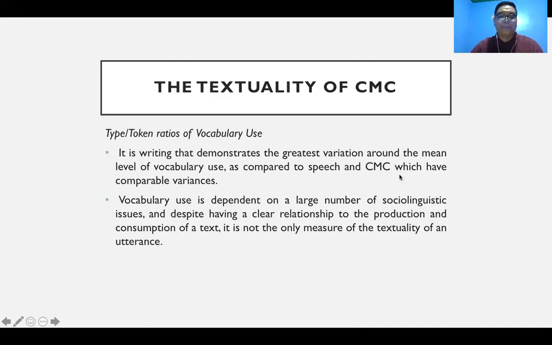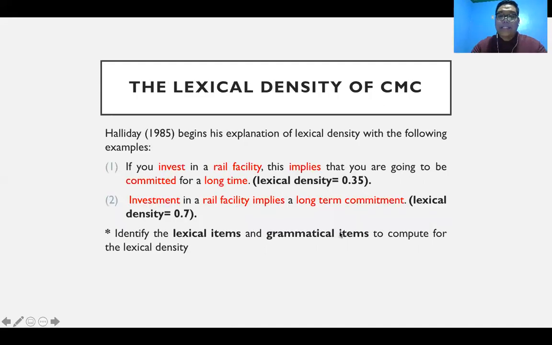To give you a clear example of how the lexical density of CMC is computed, Halliday in 1985 begins his explanation of lexical density with the following examples. Let's say we have here discourse 1: "If you invest in a rail facility, this implies that you are going to be committed for a long time." How did we compute the lexical density of 0.35? It's easy. You go back to the discourse itself and count the number of lexical items present here. Lexical items are the major words that you can see here.